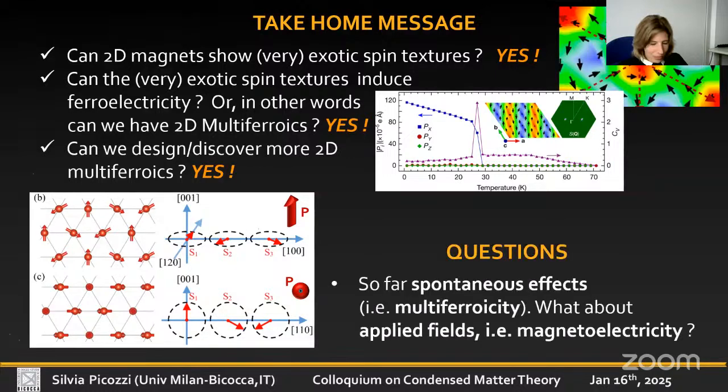So for the last couple of minutes, I wanted to say, okay, so far we looked at spontaneous effects, so multiferroicity, so spontaneous emergence of ferroelectricity and magnetism. But in principle, we might also induce ferroelectricity because we apply a magnetic field, so more related to magnetoelectricity, so some non-spontaneous effect, but coupling between ferroelectricity and magnetism by applying external fields.